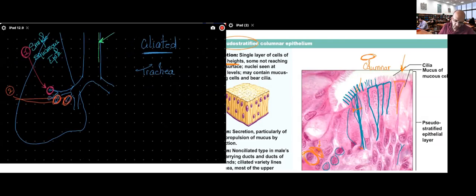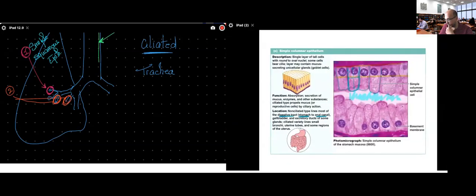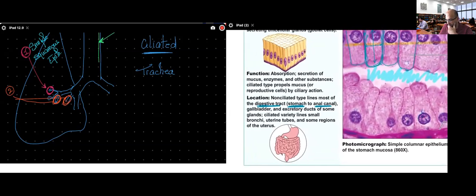How about small airways? What do you think? A type of epithelium that we've mentioned that will allow you to keep pushing the mucus out. Small airways. Yes, exactly. Simple columnar ciliated epithelium. It's a simple columnar ciliated epithelium.